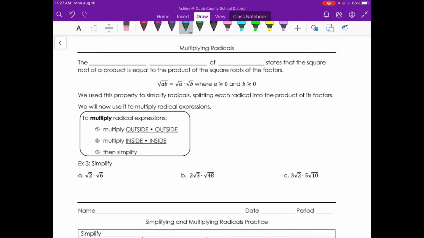In this lesson, we're going to be multiplying radical expressions. When you're working with radical expressions, it's good to know that you are allowed to split one radical into the product of two, or to multiply those two radicals back together again. So you can see here I have a radical containing the product of A and B, and then I have split those two radicals into the product of radical A times radical B. And this is known as the product property of radicals.